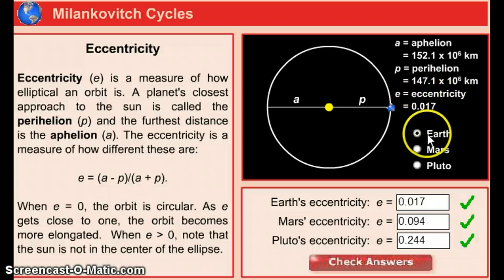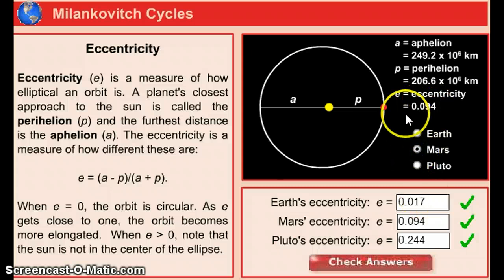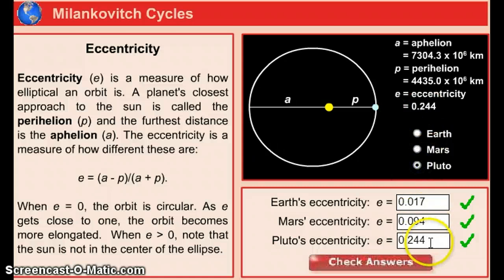Eccentricity of the Earth is 0.017. The eccentricity of Mars is 0.094, and the eccentricity of Pluto is 0.244. So you'll see that the Earth's orbit is fairly circular, where Mars is a little bit more eccentric, and Pluto's is actually the most eccentric of all the planets, even though it's been demoted to a dwarf planet.